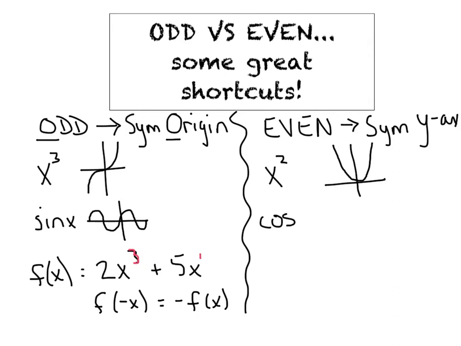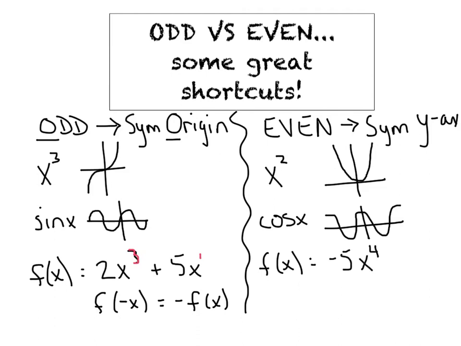Or cosine's another great example of an even function. The picture may not do it justice, but it is there. And again, there's tons of examples. Basically, any polynomial whose exponents are even, don't worry about what the coefficients are.